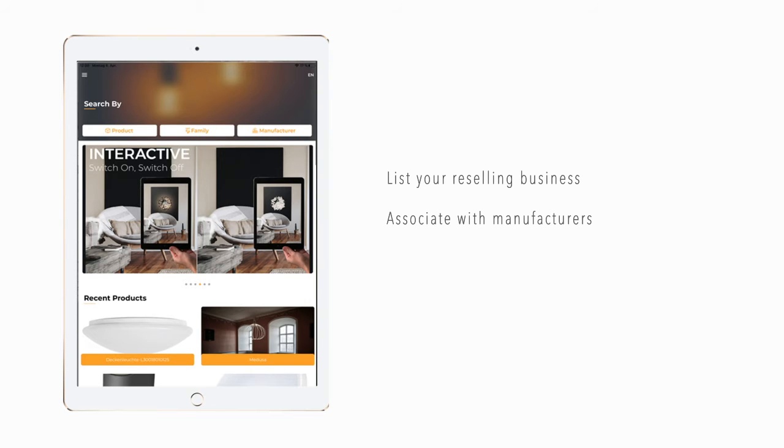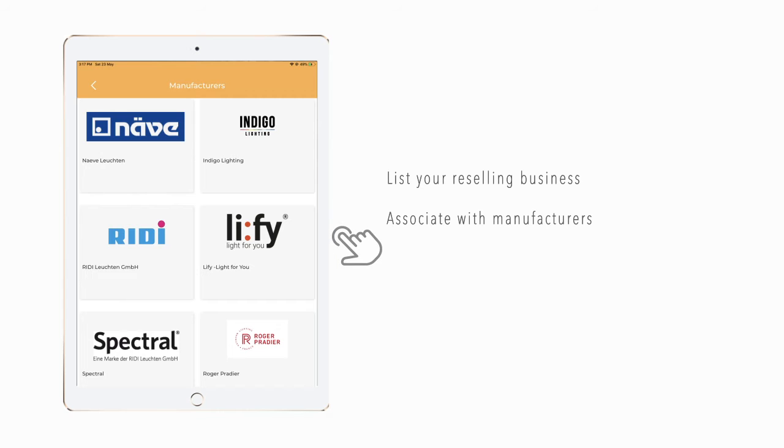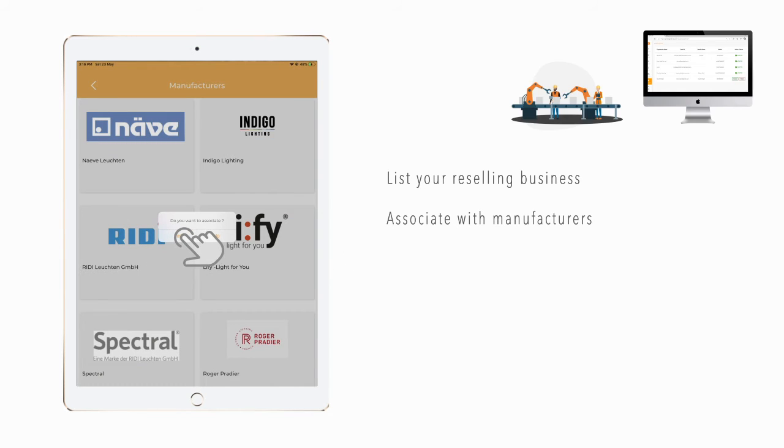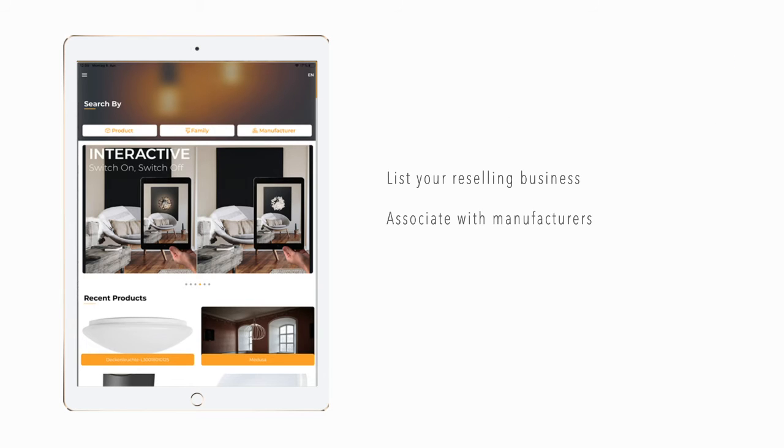Step 2. Now let's associate with the manufacturer of your choice. From the start page, go to the manufacturer's page within the app. Get an overview of the different brands available and click on the logo of the brand that you wish to associate with. Automatically, a request is sent by the app to the manufacturer, and it can be approved by him within a short time.